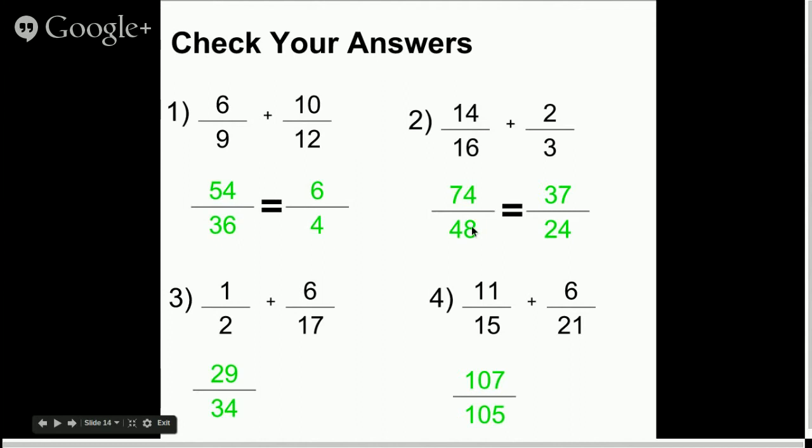For this one, the least common denominator is 48. Okay, and when you add, this times 3 and this times 16, you get 74, 37 divided by 24, and so on. So these are your correct answers. If you don't understand these, please ask for help.